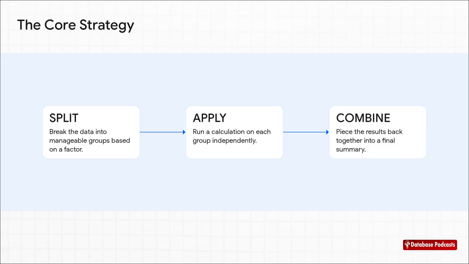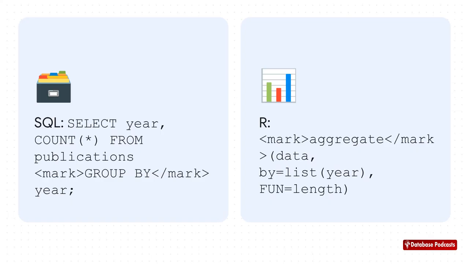And here it is, the side-by-side comparison. On the left, you've got your classic SQL group by query, something you've probably written 1,000 times. And on the right, the R equivalent using the aggregate function. See? They're doing the exact same thing, asking the exact same question, just with slightly different grammar. This right here is the bridge from your SQL world into the world of data exploration with R.